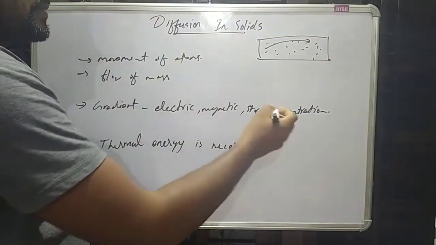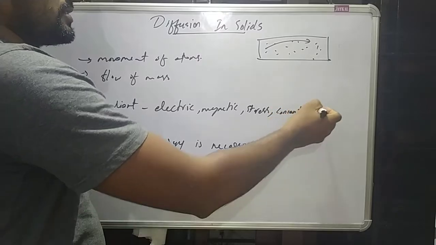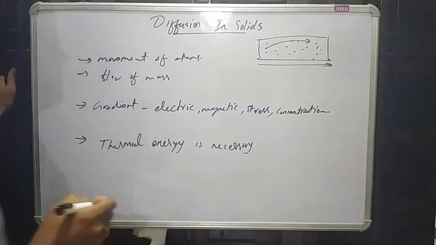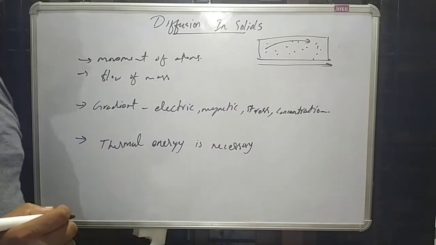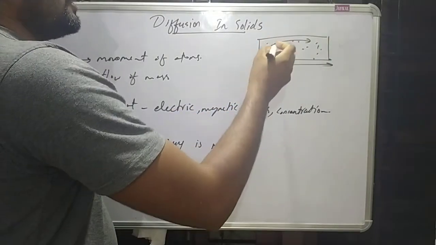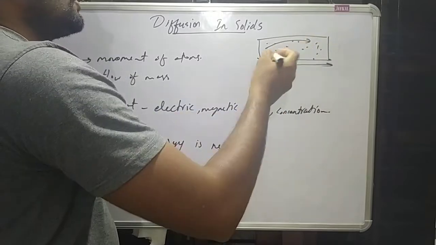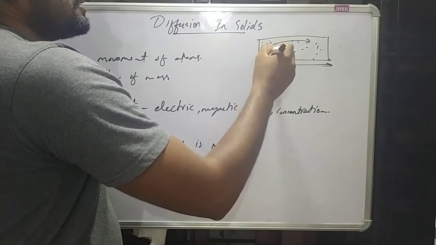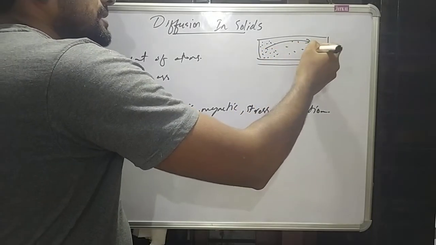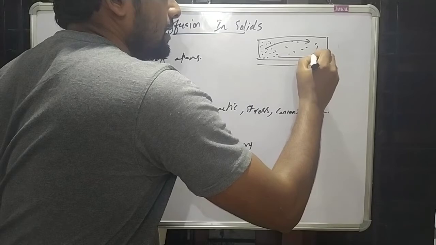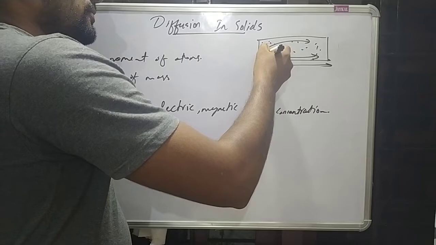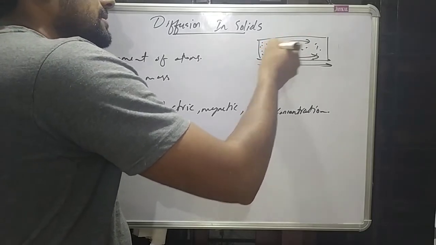If we are considering concentration gradient, gradient means the change of that quantity with respect to the position, moving in some direction. Let us consider this solid bar itself. These atoms move within this solid. If the concentration of these atoms is more on this side, and less as we go to this side, then the flow of atoms will happen. That is, the flow of mass will happen.